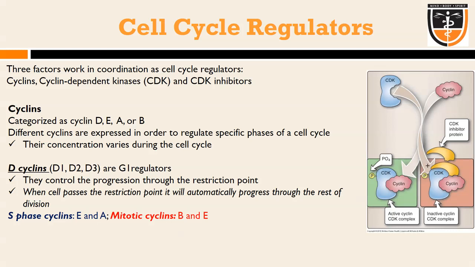That's where they work most. And they control the progression of the cells through a restriction point to a checkpoint in G1. They will make sure that if the cell is okay, they will allow cells to continue. If the cell is not good, they will stop the cell progressing. So there are different cyclins: S-phase cyclins and mitotic cyclins, which are expressed in different portions of the cycle.